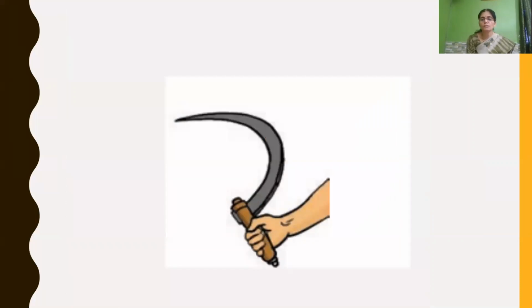Yes. Now what is this agricultural implement for harvesting called? It is called a sickle. What is the use of it? It is used for harvesting. Harvesting is done manually with the agricultural implement called the sickle.